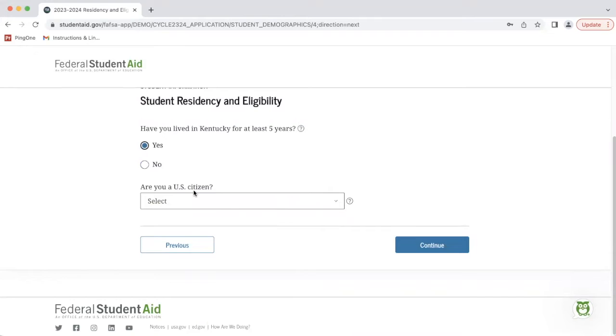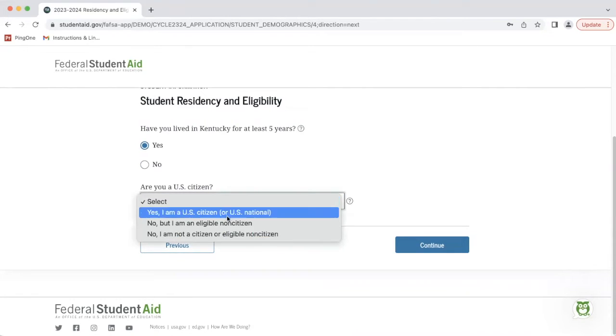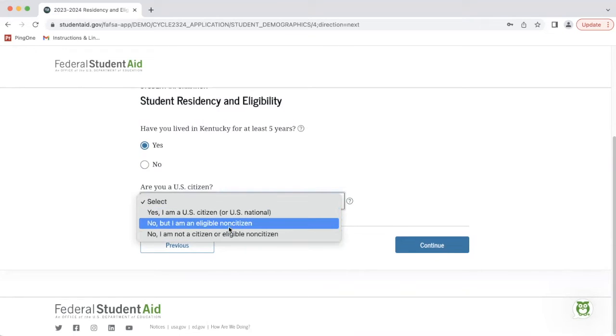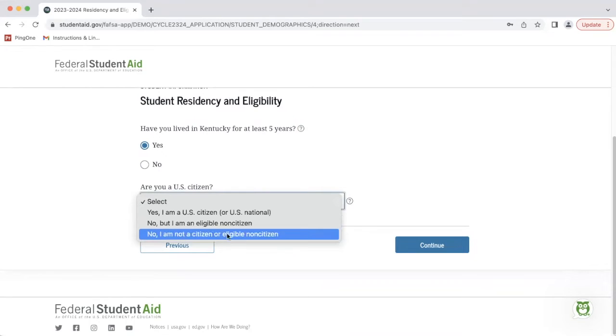The next question will ask, are you a U.S. citizen? And you'll have 3 options to choose from. You can put, yes, I am a U.S. citizen or U.S. national. No, but I am an eligible non-citizen. Or no, I am not a citizen or eligible non-citizen.